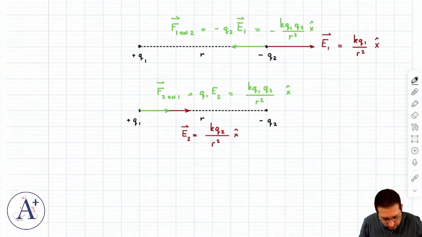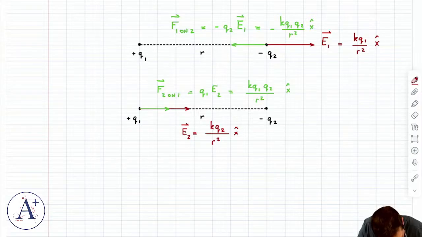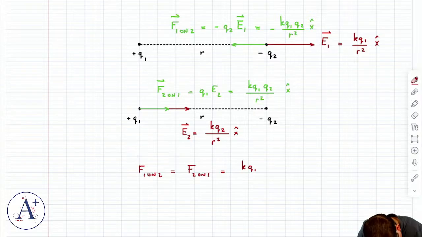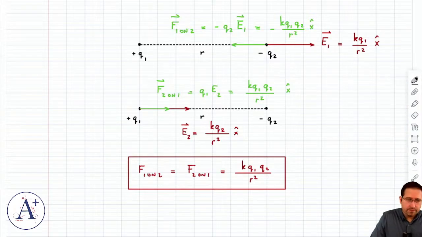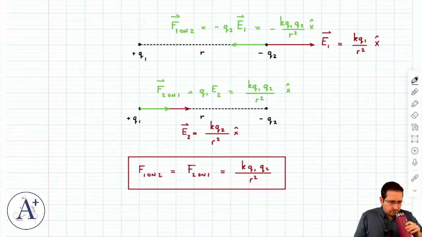And so we are going to write that the force of 1 on 2 is equal to the force of 2 on 1 and is K Q1 Q2 divided by R squared. But again, only true if you're dealing with point charges.